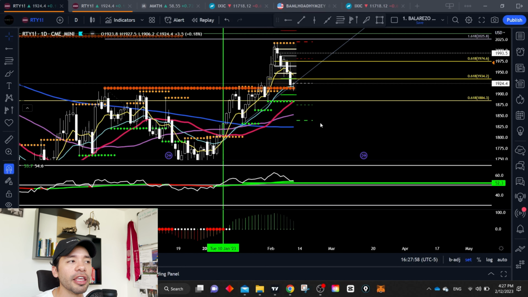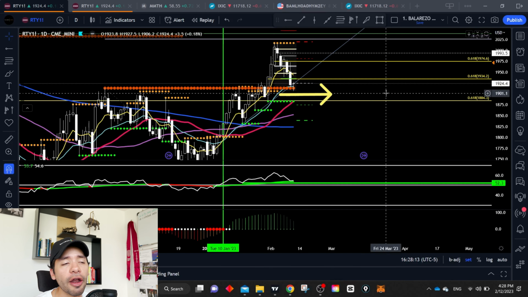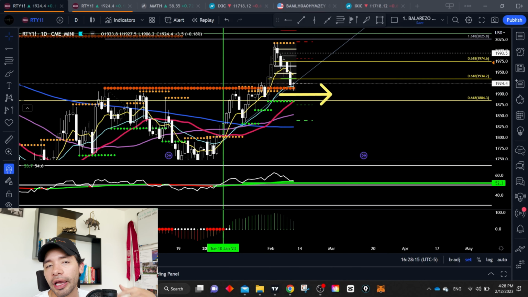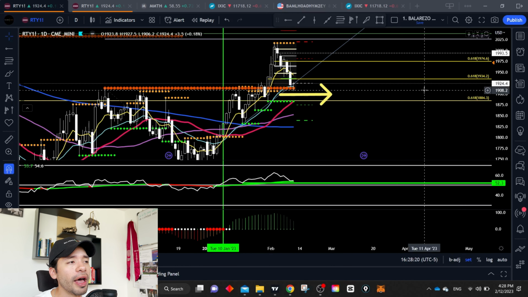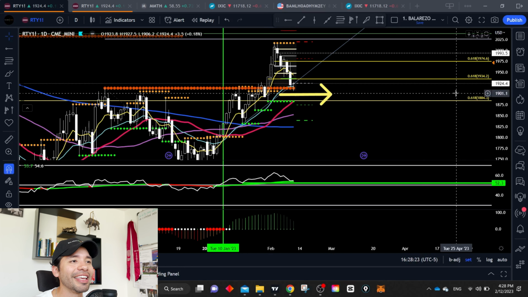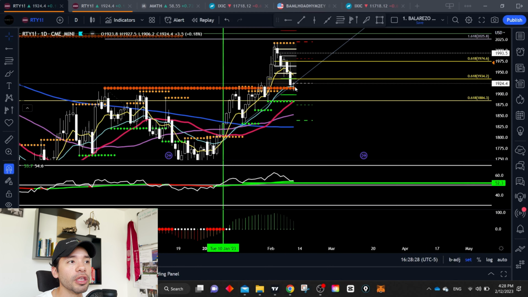So what is the idea? The idea is just to buy this pullback into support, have a stop somewhere around this level right here, perhaps around 1900. You can execute this with the TNA, the IWM, and you can use the RTY to guide your path. So probably having a stop somewhere around that 1900 level. But then the trade is going to be just looking for a bounce into the 0.618 level, which is measured from this high here to this low right here. So that's going to be the first idea.